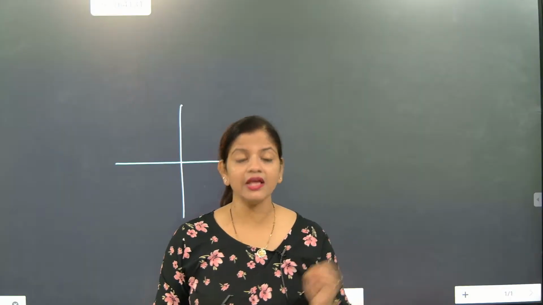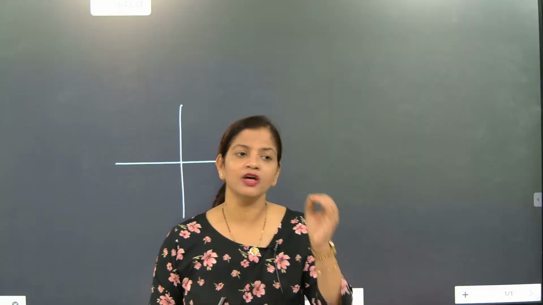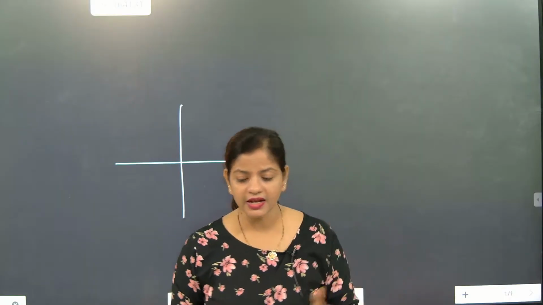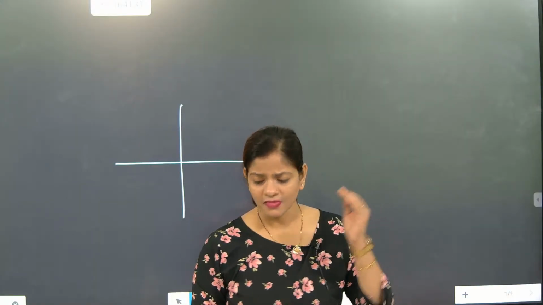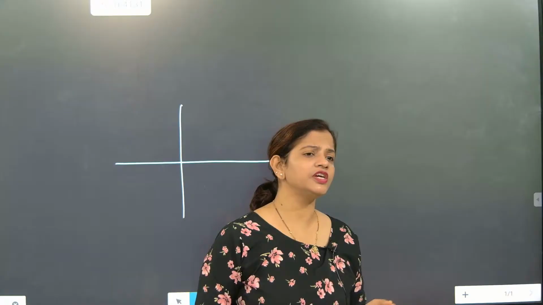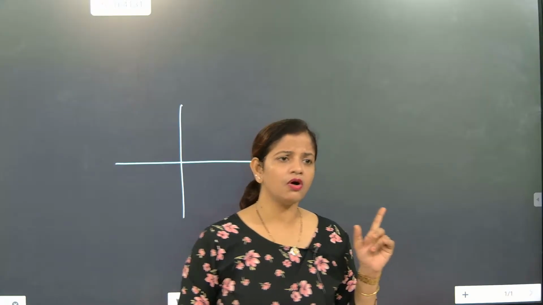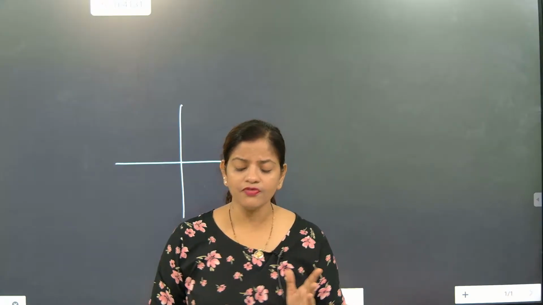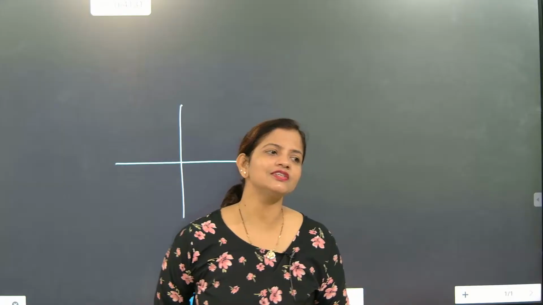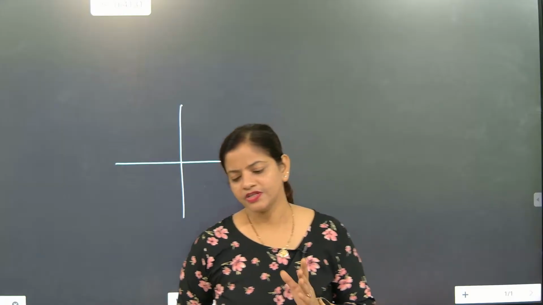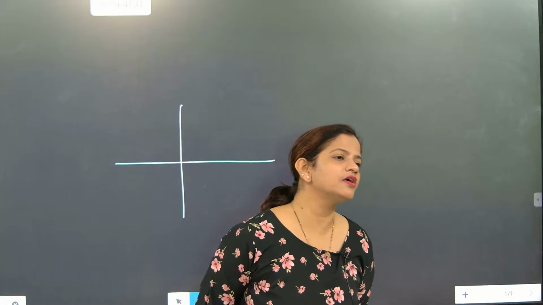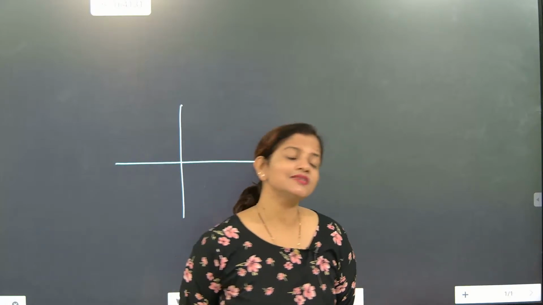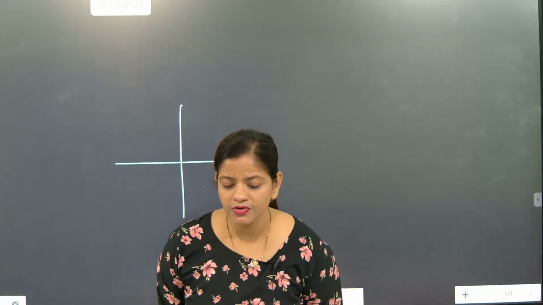Every single ray of light follows the law of reflection. I have taught this again and again. Every single object follows the law of reflection. What is the law of reflection, beta? Angle of incidence is equal to angle of reflection. I hope everybody understood this one. So these are certain points we must remember.